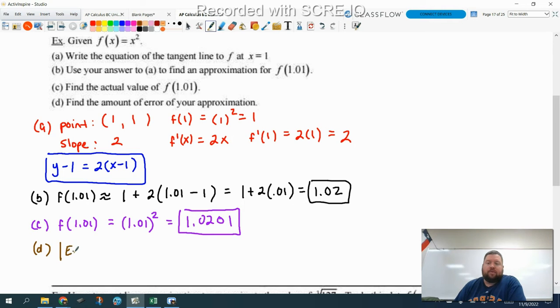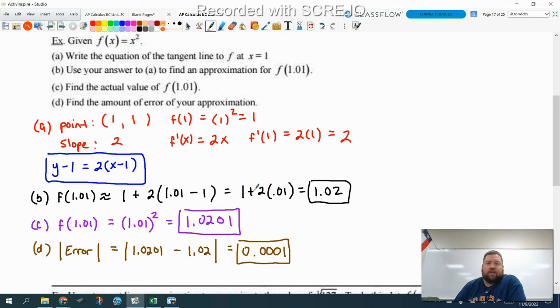So the absolute value of our error would be equal to the absolute value, and then you subtract these. And since we're doing it inside an absolute value, it doesn't matter what order you do it in. I usually try to put the bigger number first if I can recognize that, but it doesn't matter. You can put the 1.02 first. And so if I subtract these, those all turn into 0, so I end up with 0.0001.